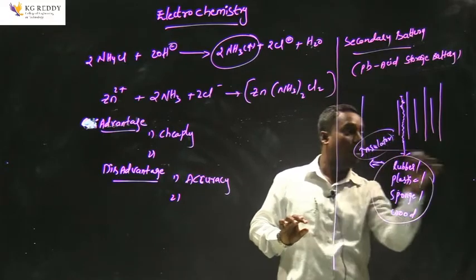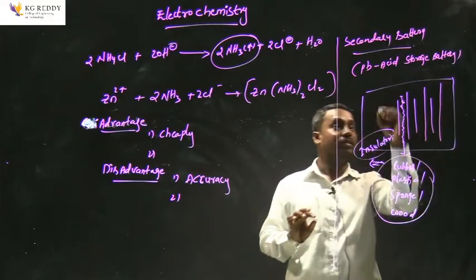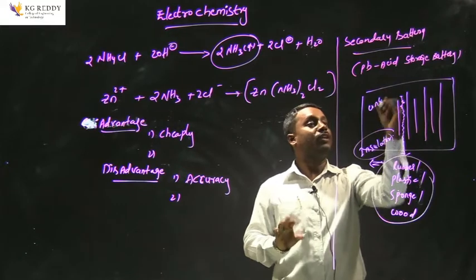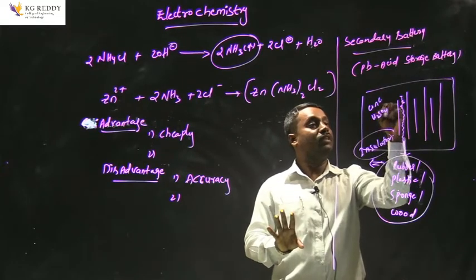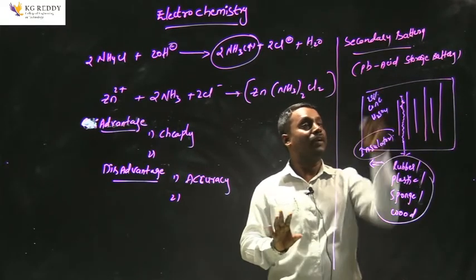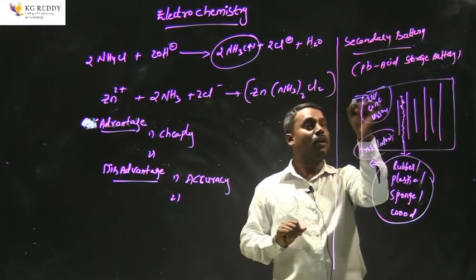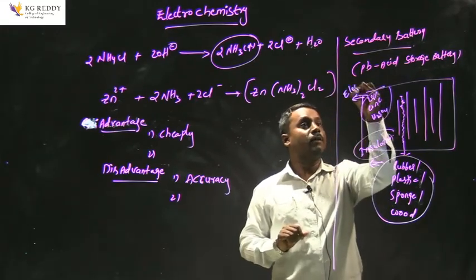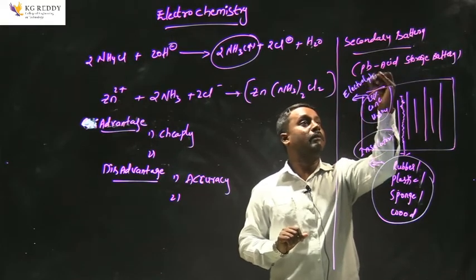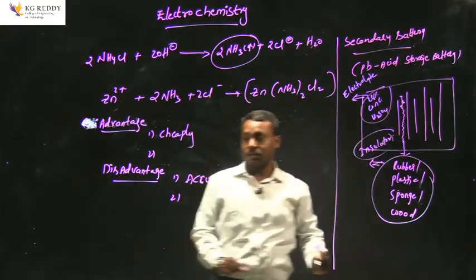This whole arrangement is dipped in concentrated sulfuric acid. That concentrated sulfuric acid is 28% sulfuric acid. It acts as the electrolyte. So this is the construction of the lead acid battery.